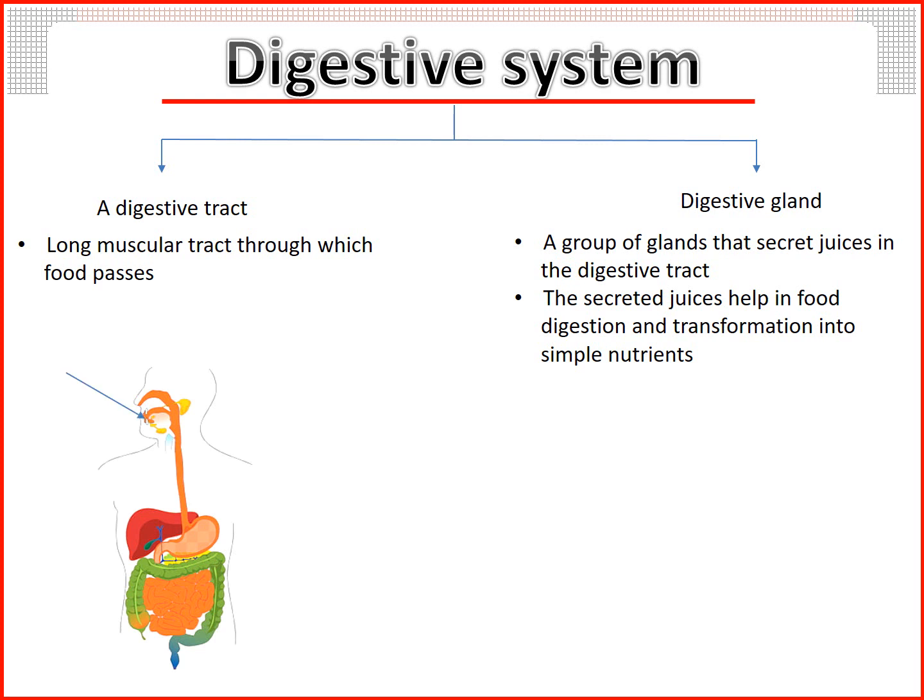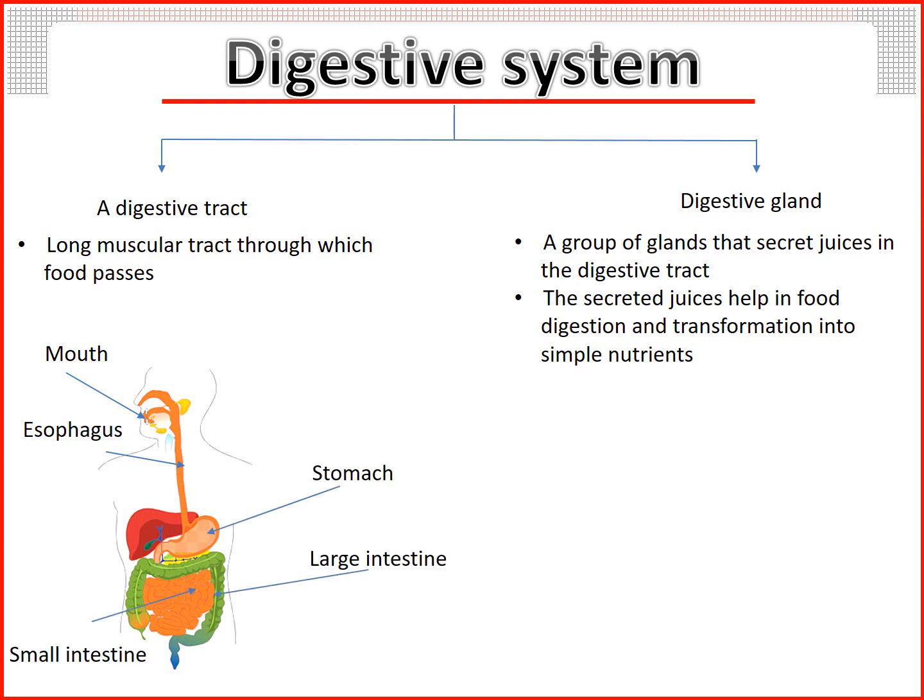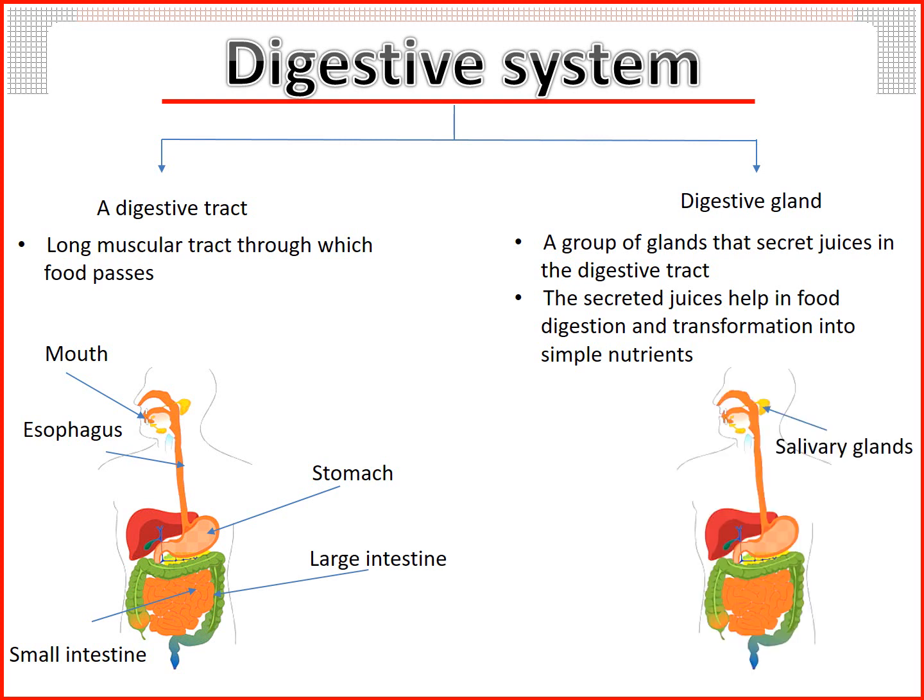The digestive tract is composed of mouth, esophagus, stomach, small intestine, and large intestine, whereas the digestive gland is composed of salivary glands, gastric glands, liver, pancreas, and intestinal glands.